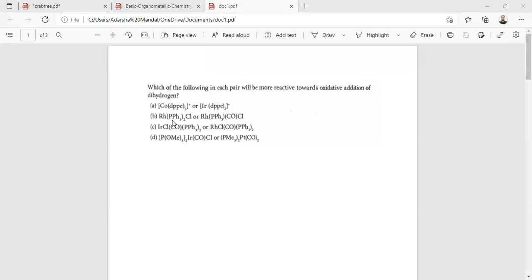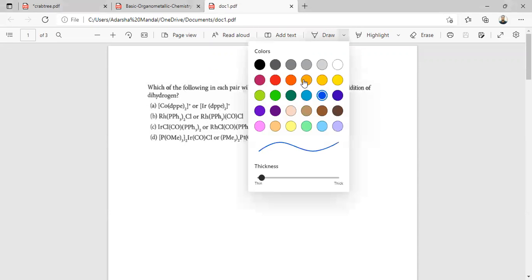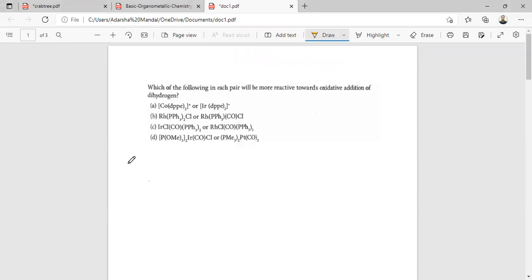So here first I will discuss some problems. The first problem is: which of the following will be more reactive toward the oxidative addition of dihydrogen? The reactivity of the metal complex will depend upon the electron density of the metal center. So we have to consider that the more the electron density on the metal center, the faster the oxidative addition of dihydrogen. So first example, A: between cobalt 1 and iridium 1.